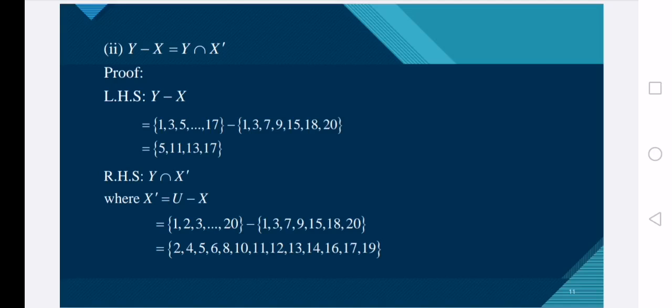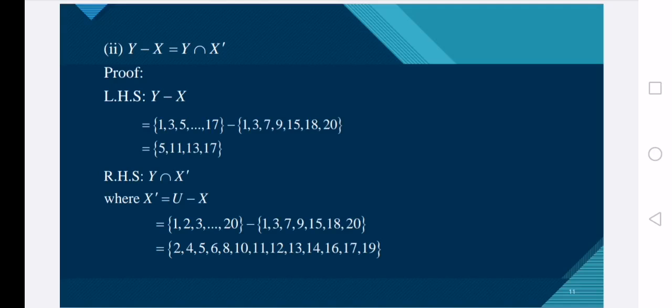On the right hand side we are going to find Y intersection X complement, but it is only possible if we have X complement. So first we have to find X complement. It is equal to U minus X, so it is equal to {1, 2, 3 up to 20} minus {1, 3, 7, 9, 15, 18 and 20}, and it is equal to {2, 4, 5, 6, 8, 10, 11, 12, 13, 14, 16, 17 and 19}.